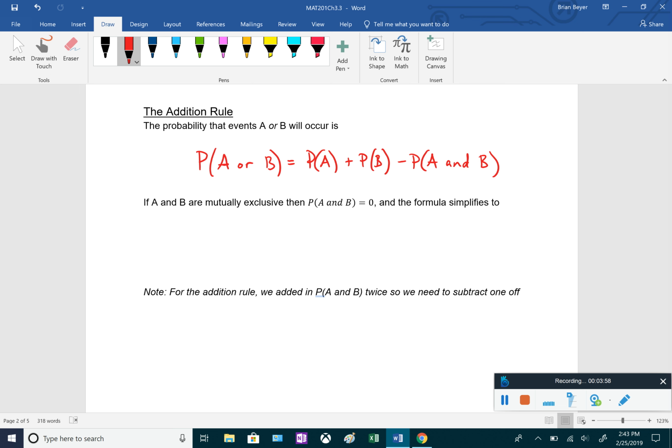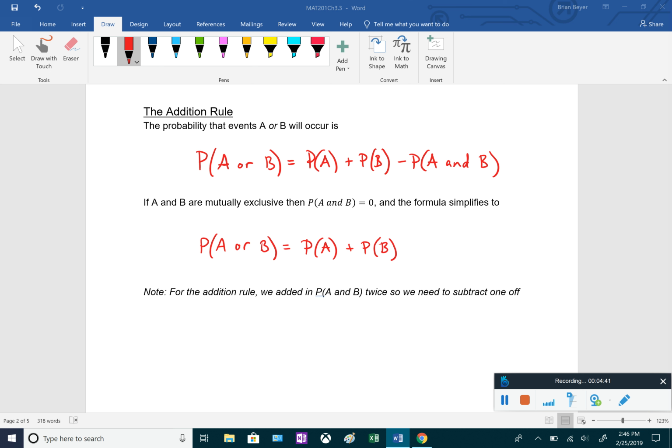That probability of A and B probably looks like the multiplication rule. But that's not the multiplication rule. It's just an overlap of notation. This one that we're using here is the probability of A and B occurring at the same time. The multiplication rule is the probability of the events occurring in a sequence, one after another. Like we mentioned on the previous page, if A and B are mutually exclusive, then the probability of A and B happening together equals 0. So this formula would simplify to the probability of A or B equals the probability of A plus the probability of B.